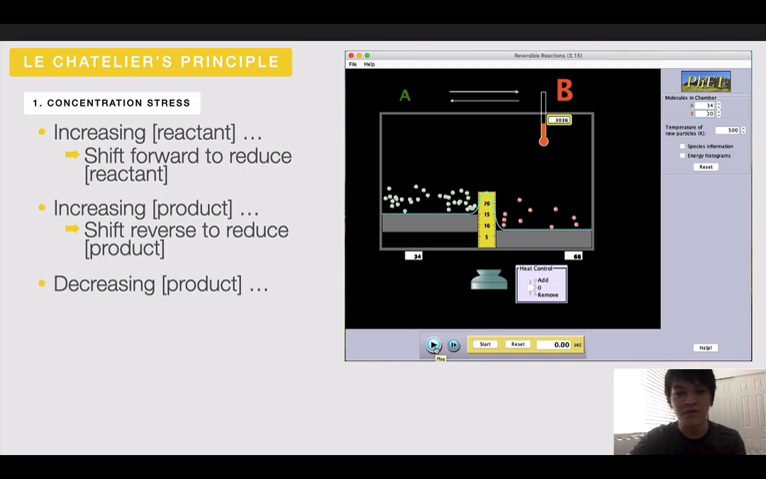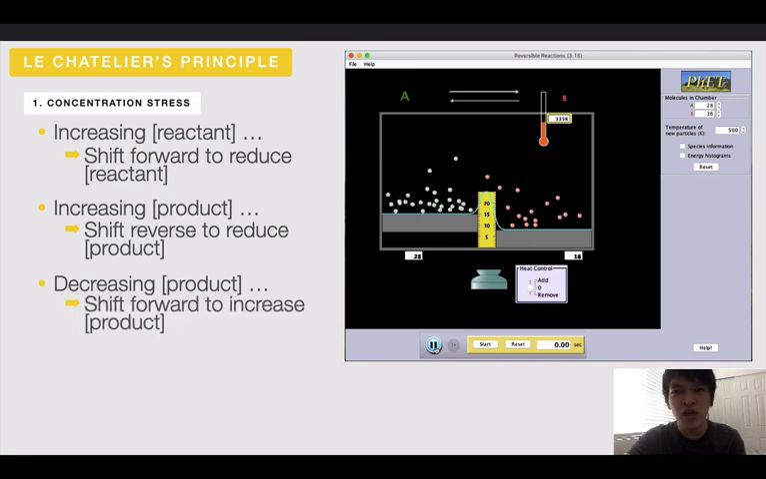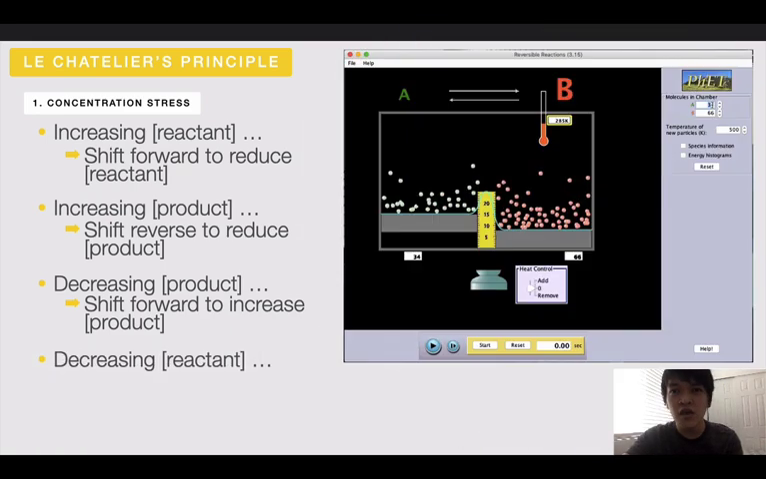And hopefully you've made a prediction. Here we go. So, decreasing products will cause the equilibrium to shift in the forward direction to produce more products. Lastly, what if we decrease the amount of reactants this time? Make a prediction.